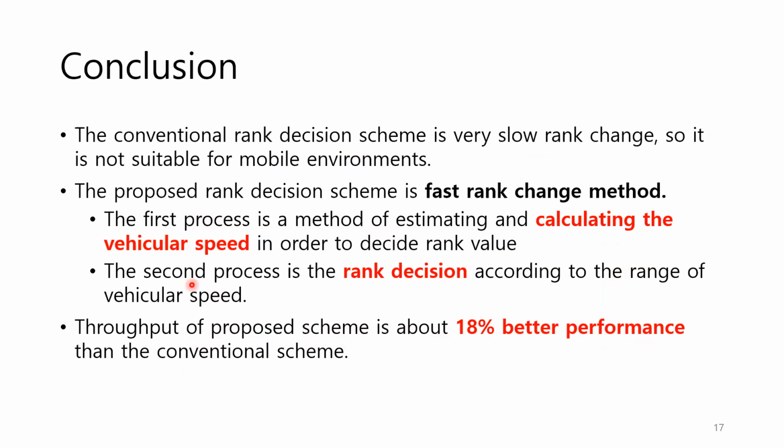Conclusion. The conventional rank decision scheme has a very slow rank change, so it is not suitable for mobile environments. The proposed rank decision scheme is a fast rank change method. The first process is a method of estimating and calculating the vehicular speed in order to decide the rank value. And the second process is the rank decision according to the range of vehicular speed. The throughput of the proposed scheme is about 18% better than the conventional scheme.